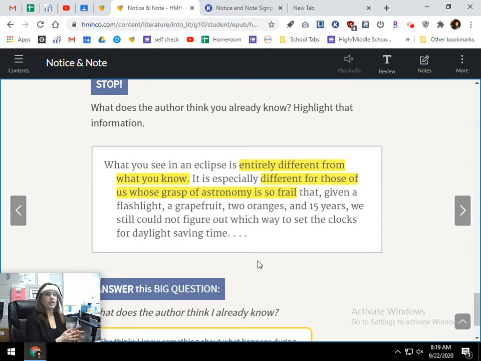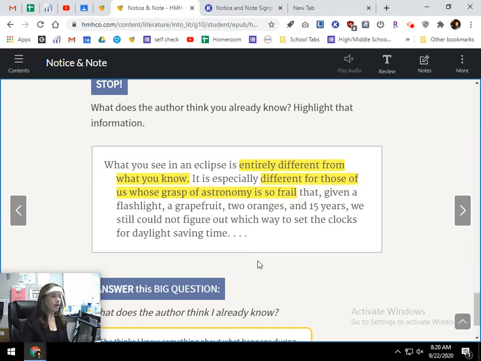What does the author think you already know in this little passage? What you see in an eclipse is entirely different from what you know. Well, he's assuming that you know something about an eclipse. It is especially different for those of us whose grasp of astronomy is so frail that, given a flashlight, a grapefruit, 2 oranges, and 15 years, we still could not figure out which way to set the clocks for daylight savings time. Oh, that's an interesting statement.